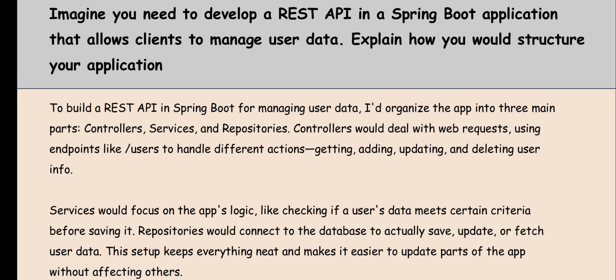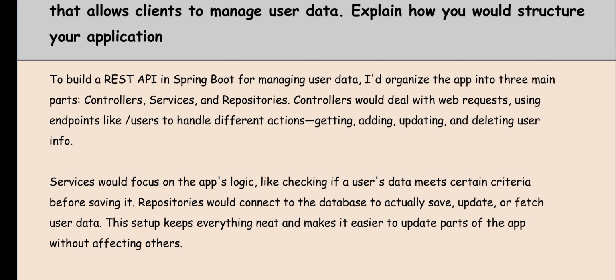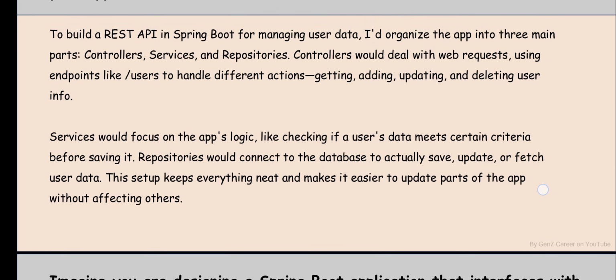To build a REST API in Spring Boot for managing user data, I would organize the app into three main parts, that is controllers, services and repositories. Controllers would deal with web requests using endpoints like /users to handle different actions: getting, adding, updating and deleting user information. Services would focus on the app's logic, like checking if a user's data meets certain criteria before saving it. Repositories would connect to the database to actually save, update or fetch user data. This setup keeps everything neat and makes it easier to update parts of the app without affecting others.